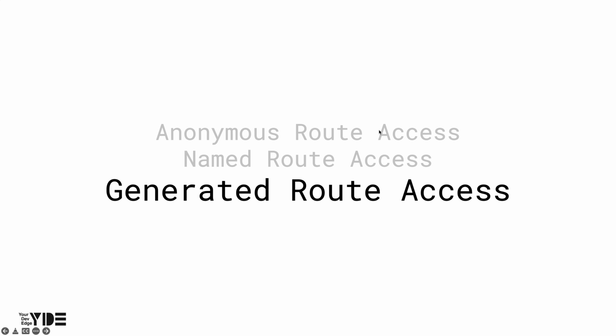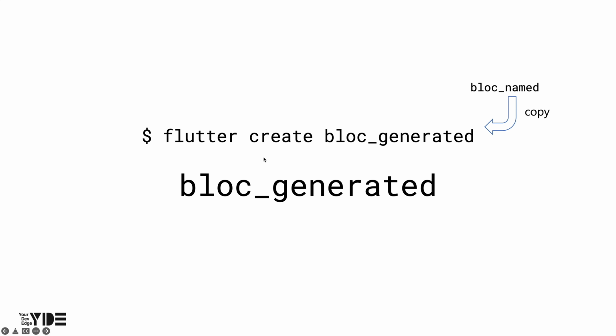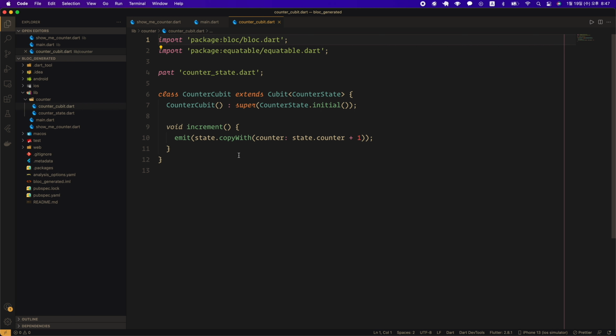In this chapter, following the anonymous route and named route, we'll look at block access in generated route. After creating the block generated app, we'll start by copying the contents of the block named we just created. Counter cubit doesn't need to be modified.